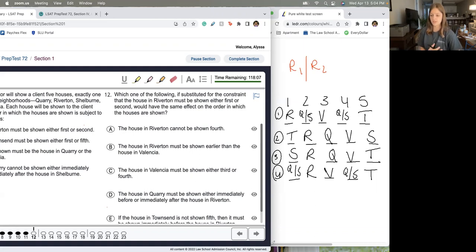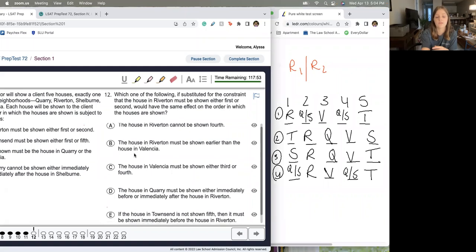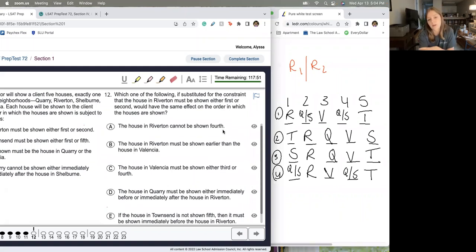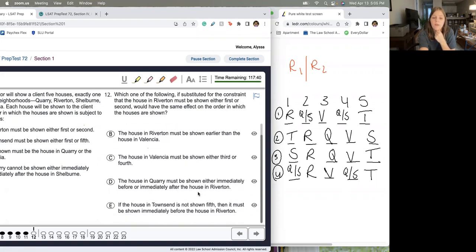So for substitute questions, I split them up into 2 phases. Phase 1 is where we go over and eliminate the ones that do not have to be, basically the ones that would eliminate some of the diagrams that I have. So for example, answer choice A, the house cannot be shown fourth. Technically that is true. That must be true in all my worlds. I have Q, S, or V in fourth. So we'll leave that one open for now.